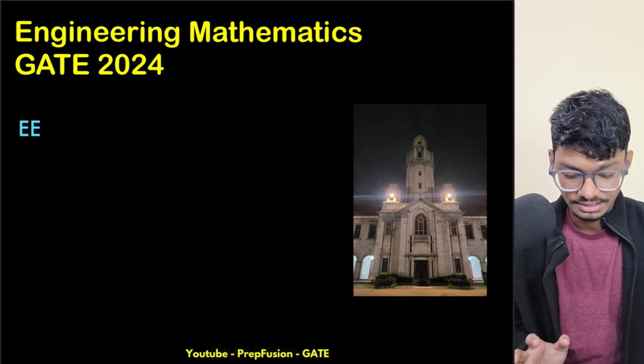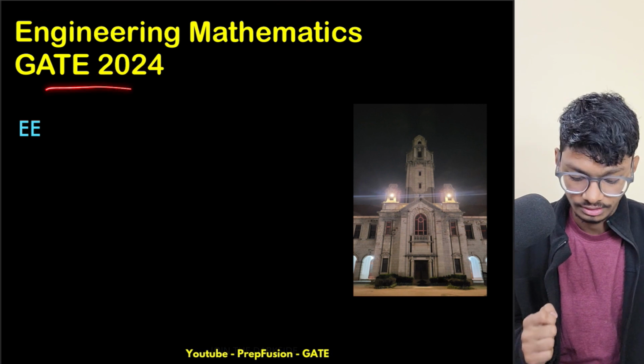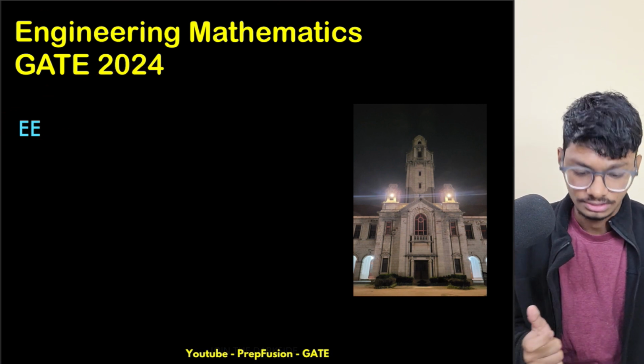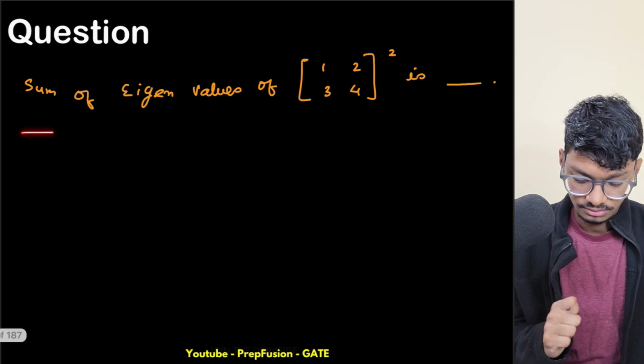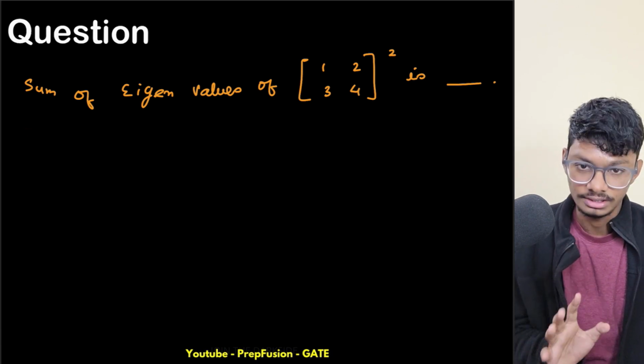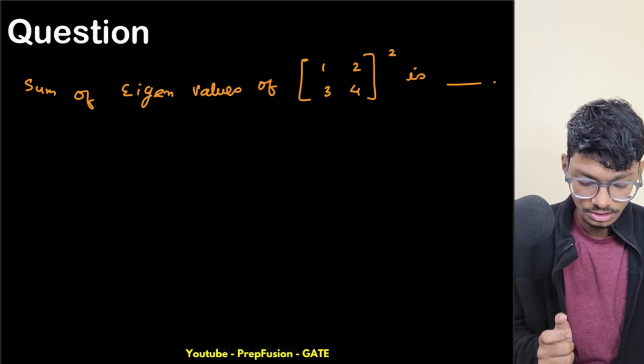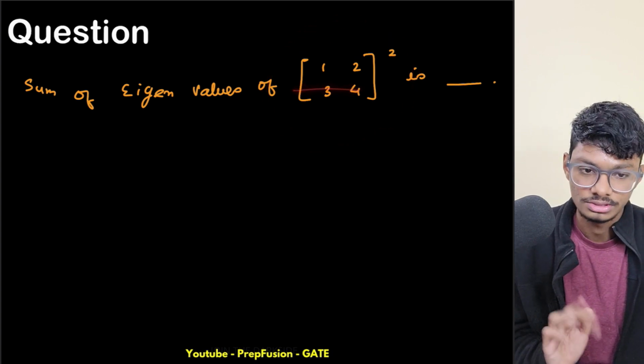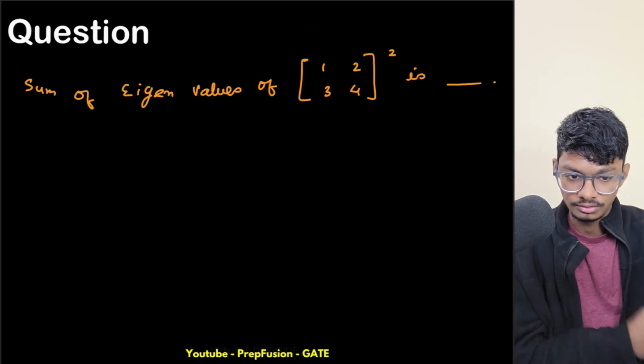So today we'll be solving the engineering mathematics solutions of K 2024 from the W branch. So let's start. This is the first question. In the first question they have asked us to find the sum of the eigenvalues of the square of this matrix. You can proceed in two ways. I will tell you both ways.